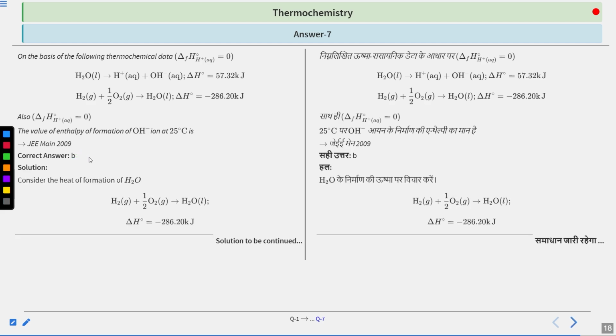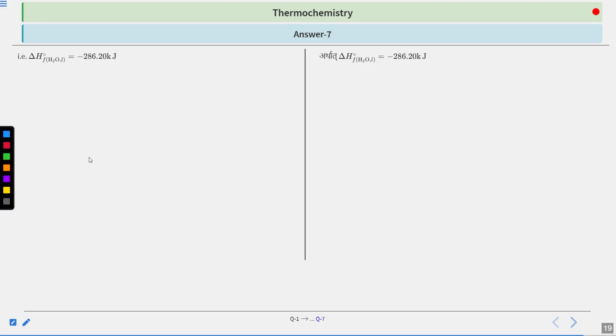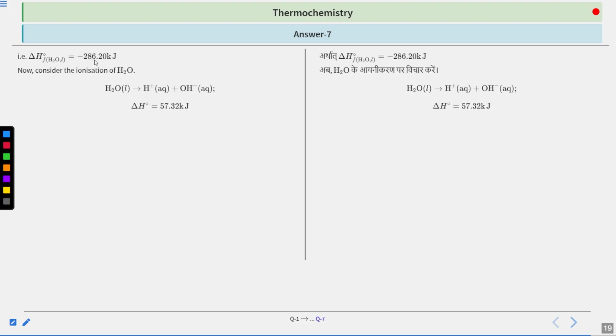Now, considering the heat of formation of H2O, I have already told you this is nothing but the standard enthalpy of formation of H2O. So this is given as minus 286.20 kilojoule. We have written it in shorthand form. Now considering the ionization of water, we can write delta H naught for the reaction. So delta H naught for formation of H plus plus delta H naught for formation of OH minus, if you add both of these and subtract the delta H formation of H2O, you will get the delta H reaction.